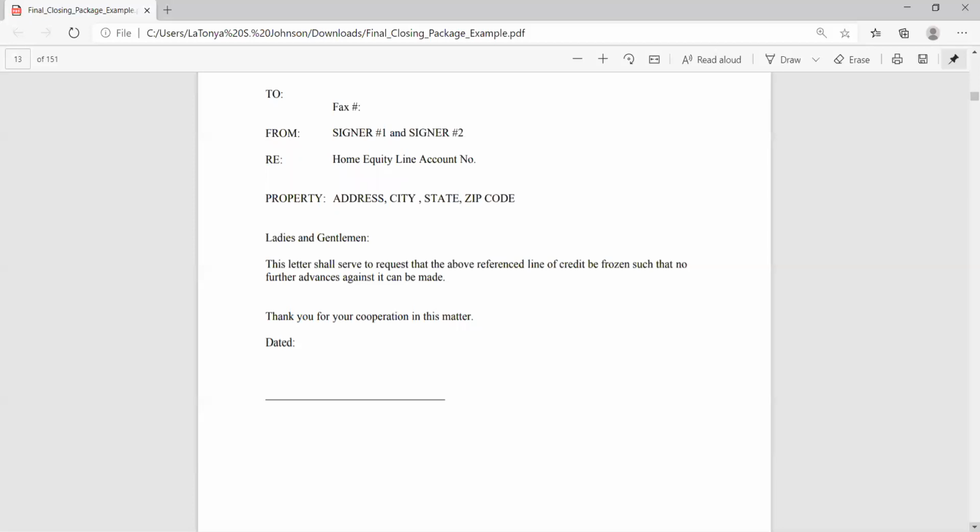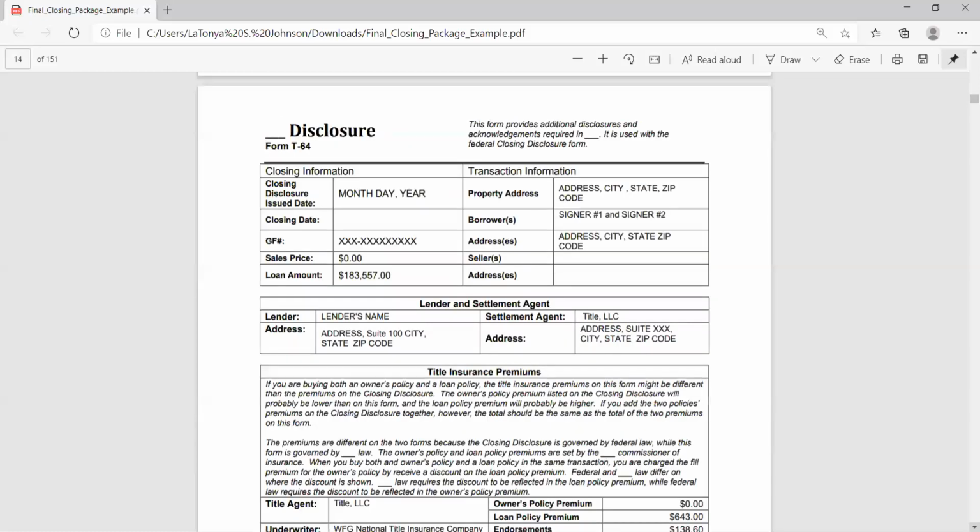This letter shall serve to request that the above referenced line of credit be frozen such that no further advances against it can be made. So this actual closing is for a home equity line of credit, where they're closing the line of credit. These are the disclosures. So just to be clear, this is not a refi. This is not an initial mortgage. This is closing a line of credit account.